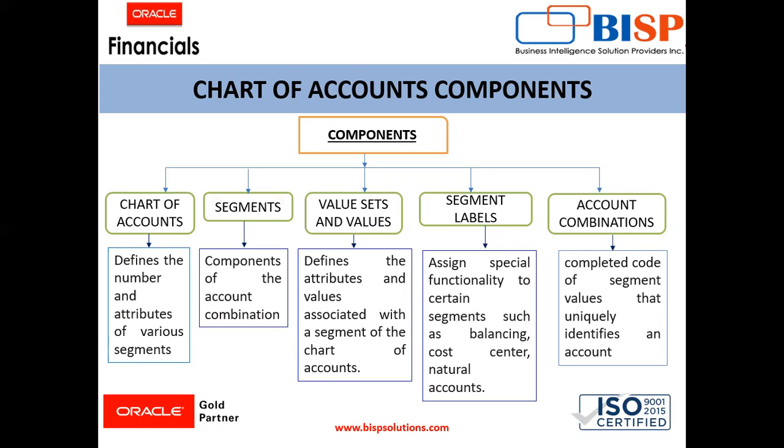There are two mandatory segment labels which we have to assign to the segments in a chart of accounts. The first one is the balancing segment and the second one is the natural account. These segment labels have the segment qualifier that enables posting for each value. After that come the account combinations. Account combinations can be termed as the completed code for a segment value that uniquely identifies an account. Account combinations link the values in a segment together and provide the accounting mechanism to capture the financial transaction.